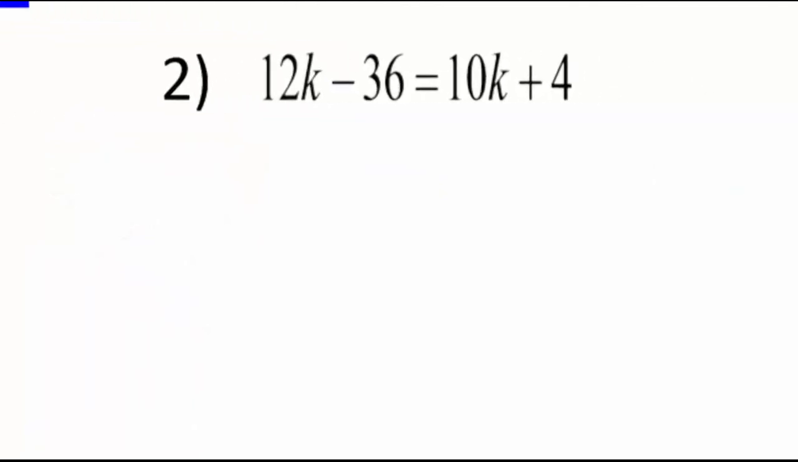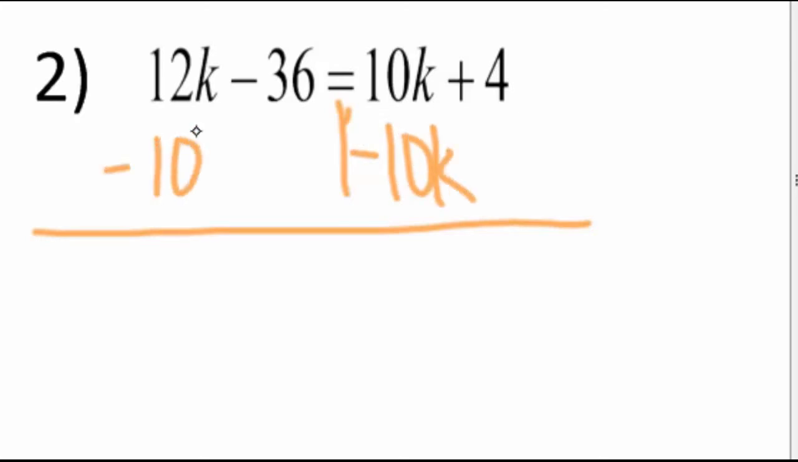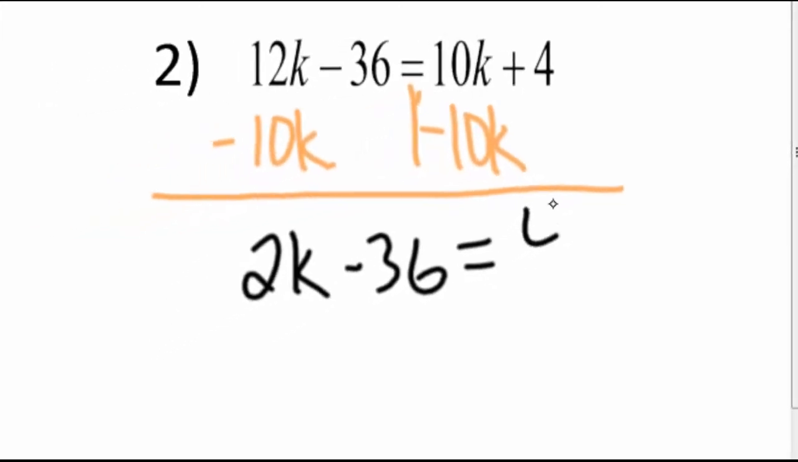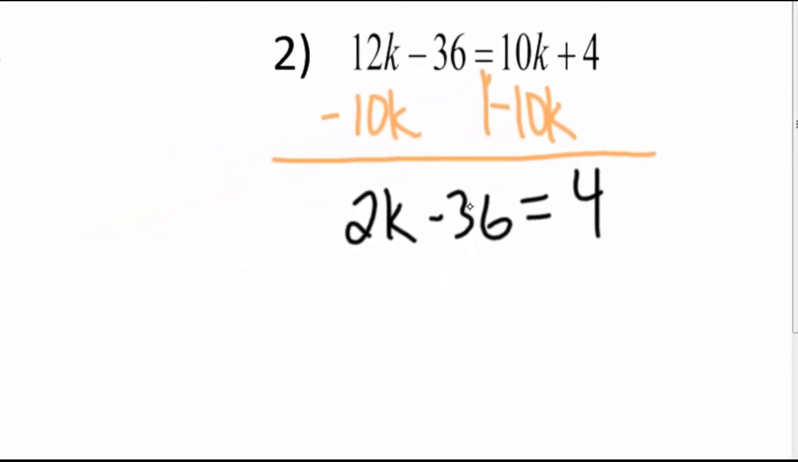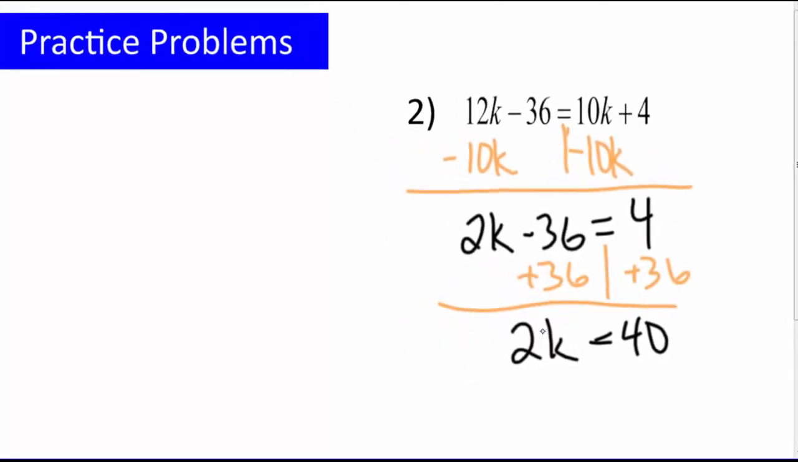All right, let's look at the last example here. I want to zero out my variable term on one of the sides of the equal sign, and I'm going to choose to subtract 10k here. That way, I'm leaving a positive coefficient. 12k minus 10k is just 2k minus 36 equals 4. And now I just want to zero out my constant on the variable side. So I'll add 36. 4 plus 36 is 40, and that is equal to 2k. Divide by the coefficient, and we find that k equals 20.